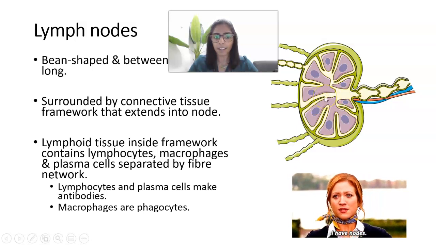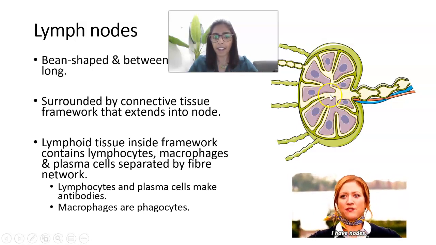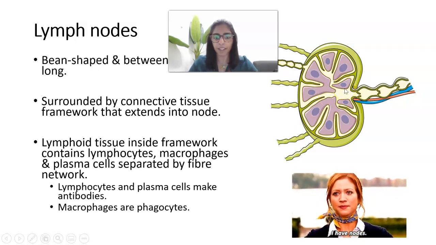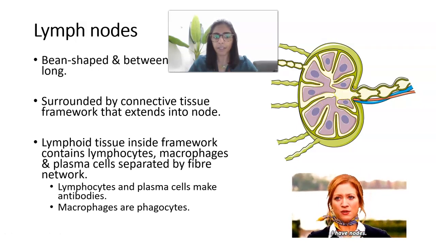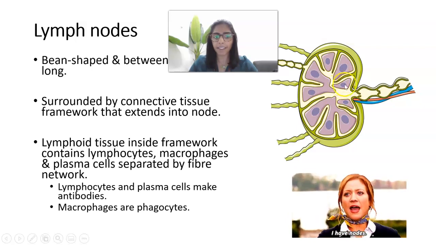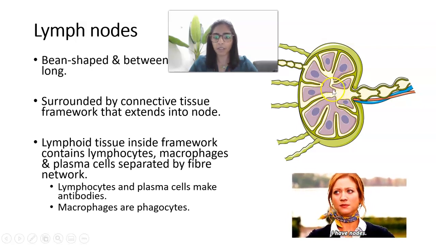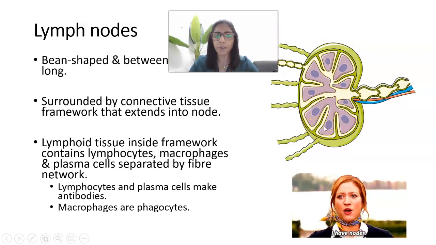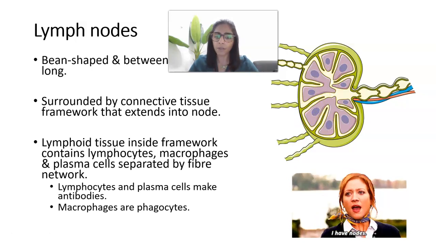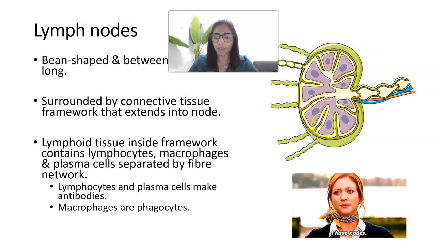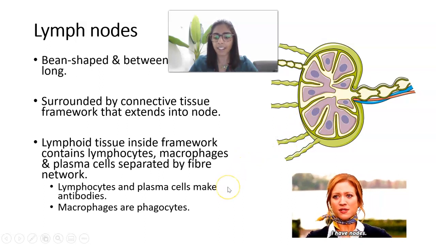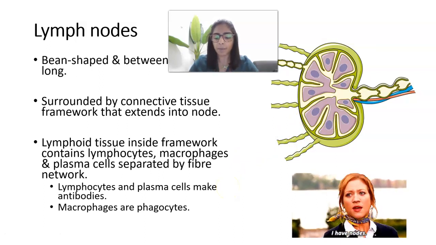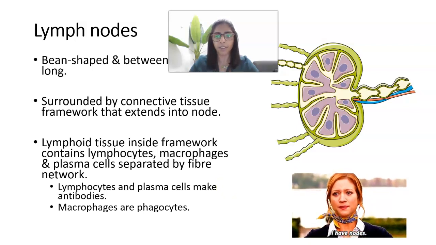Now, inside these nodes, there are various leukocytes, or white blood cells. Specifically, we find lymphocytes here, which make antibodies, and macrophages and plasma cells. The lymphocytes and the plasma cells are important in antibody production, as I've mentioned, and the macrophages are involved in phagocytosis. So that is that process of cell eating. So often we refer to macrophages as phagocytes because they carry out phagocytosis.